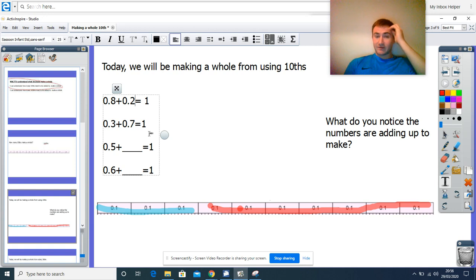Now, if you've noticed already, all we're doing is making two numbers that equal 10. And these are things that we will learn in year 1 and year 2.